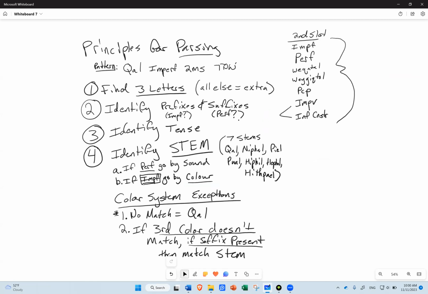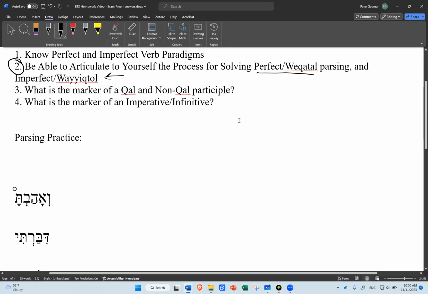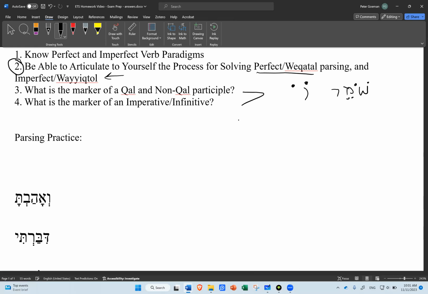Now, imperative and infinitive construct are going to look the same. And so when you're thinking, okay, how is this to be identified? You also need to think through that. So you should be able to articulate what is the marker of a call and non-call participle. And very simply, a call participle is going to have an O class. So it's either going to be a defective holum or a full letter holum. And that's going to be between the first and the second letter. So in the case like shomer, it's going to be between the first and the second letter. So that's always going to be the marker of the call participle.